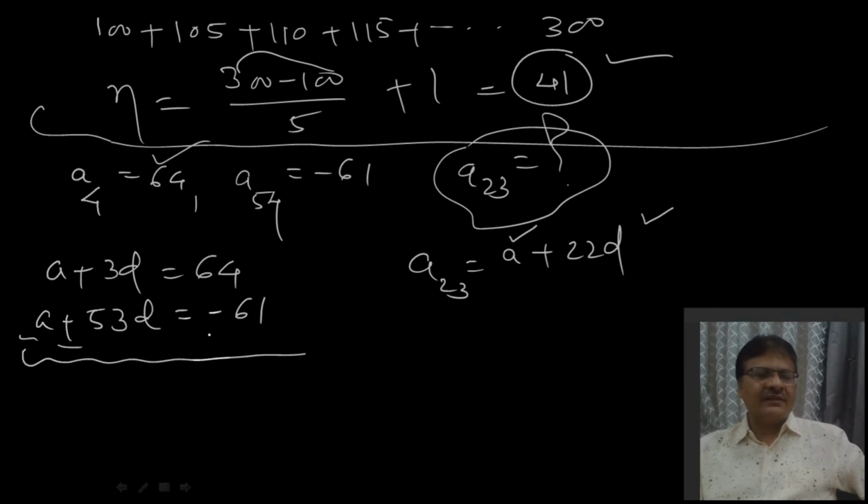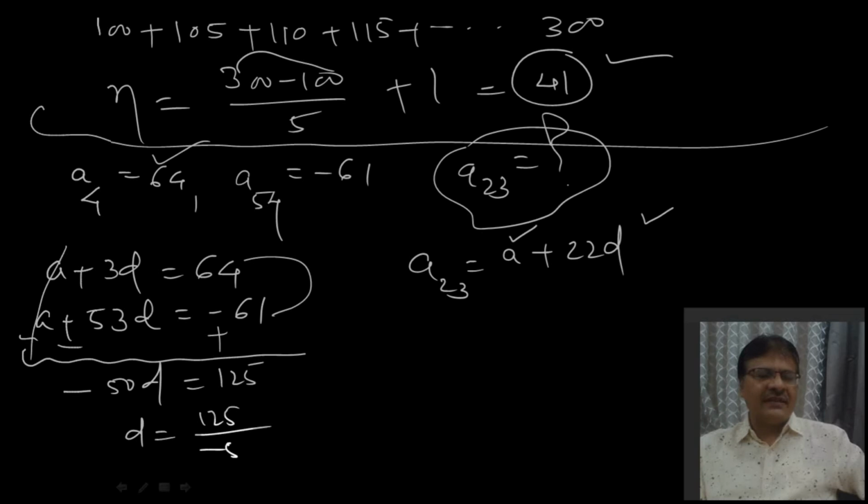So if I subtract this way, then a cancels, 3d minus 53d, so minus 50d equal to 125. If I add them, I will get 125. So d equal to 125 divided by minus 50. So can I cancel them? 25 2s are, 25 5s are, so it's minus 5 by 2. So I got the value of d.